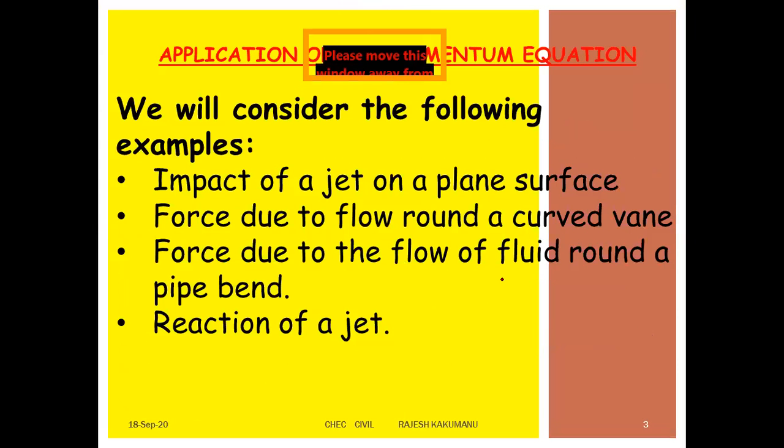The first one is the impact of jet on a plane surface. Whenever water is flowing through a pipe with a high velocity, that is nothing but the impact of a jet. Here the jet is falling on the plane surface.